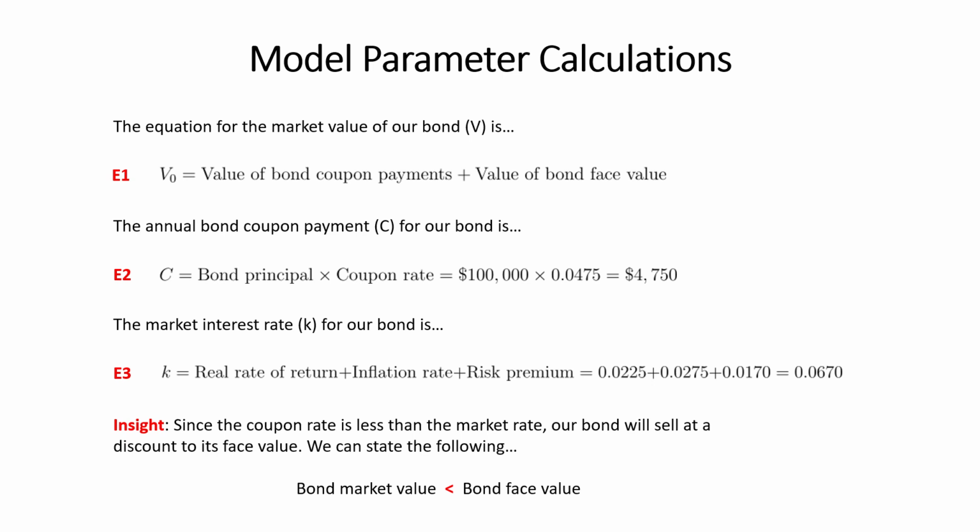So the value of the bond today is going to be the value of the coupon payments. We'll receive 5 of them, plus the value of the bond face value, which we'll receive at the end of the term. The second calculation we want to make is the coupon payment itself.